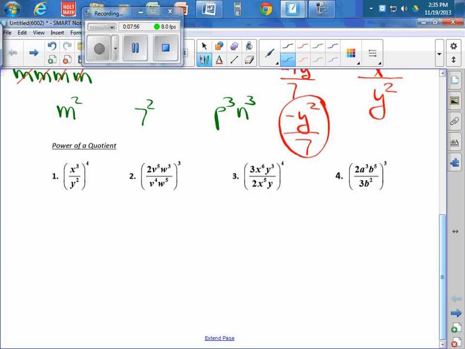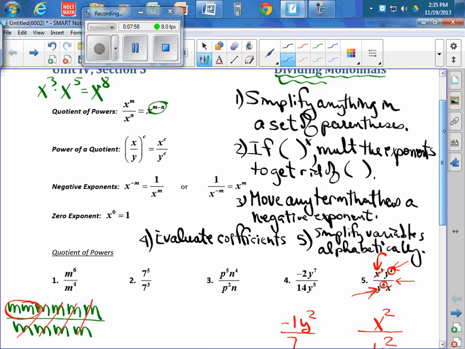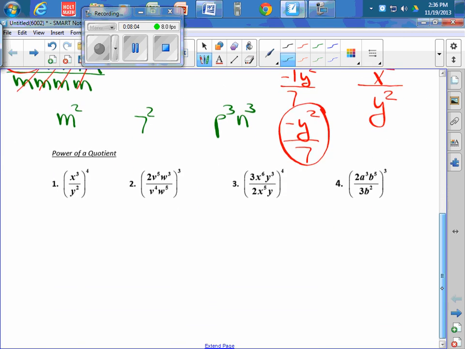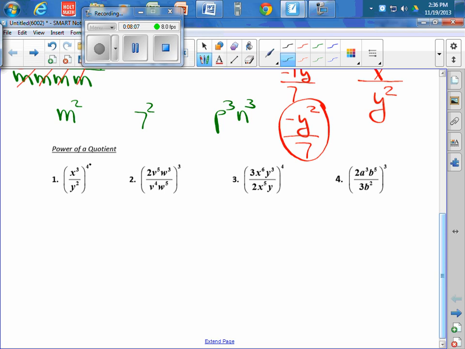No. Step number 2. If I have an exponent outside the parentheses, multiply the exponents. Let's get rid of those parentheses. I do have this exponent outside the parentheses. I'm going to take it times 3, so I'm going to have x to the 12th. It's going to be over y to the 8th. We're done.